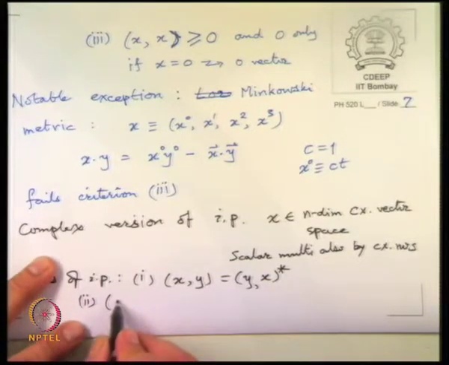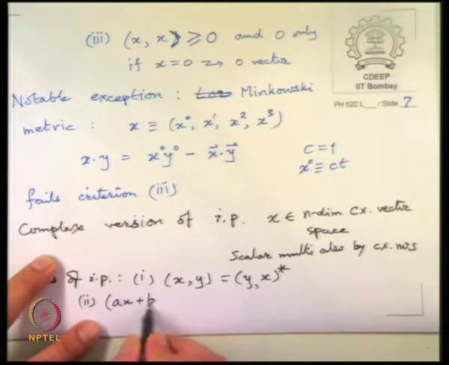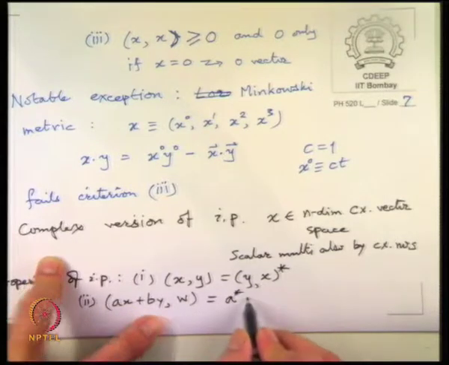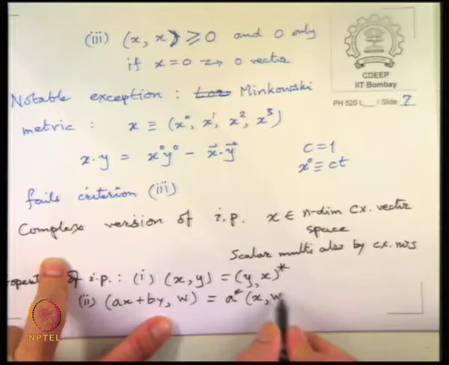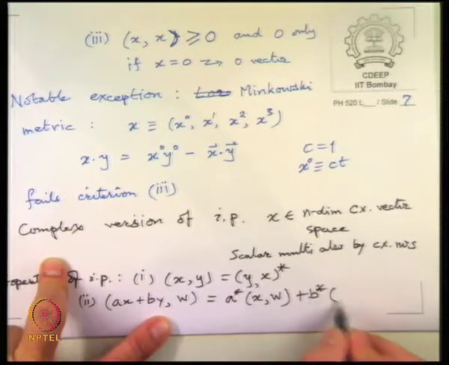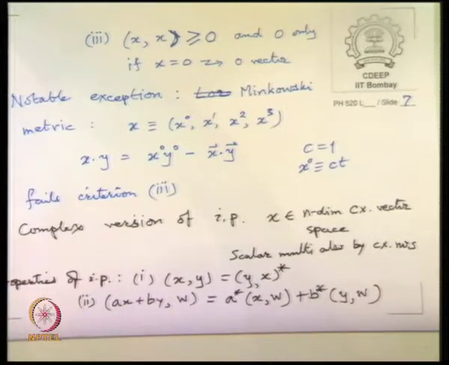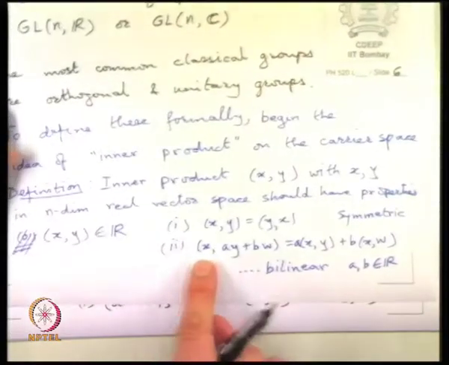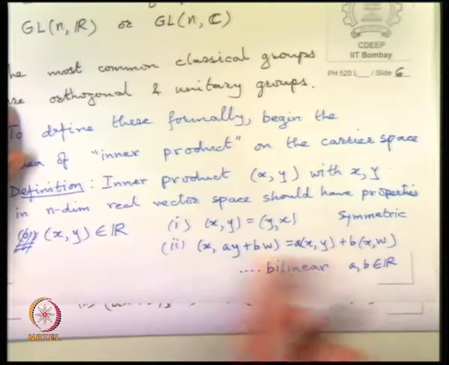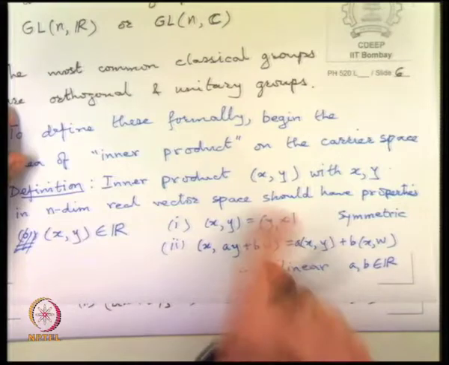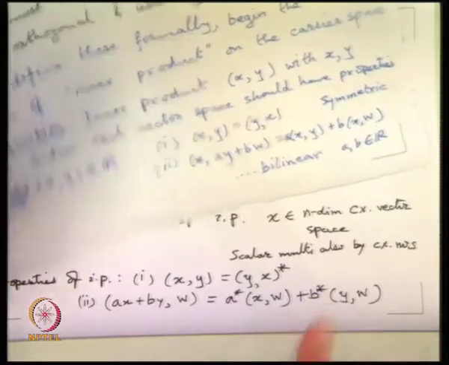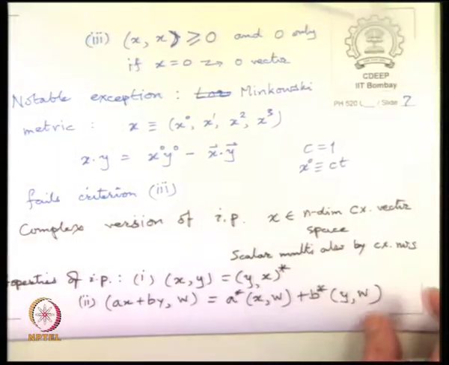The second thing is therefore that if I put <ax + by, w>, it will come out as a star <x, w> plus b star <y, w>. So in the second slot, the property will look exactly like this. Actually the property is exactly the same, but when you flip it you get a star. That means if you had done it in the first slot, then you have to star the coefficients when you pull them out. And of course the third property remains the same.